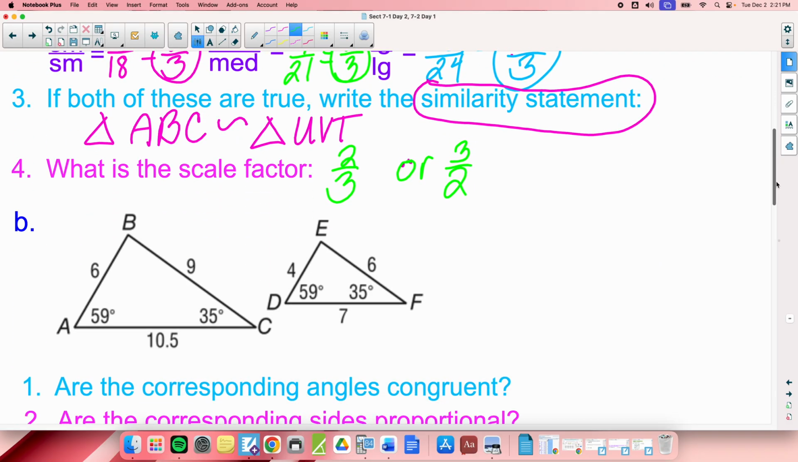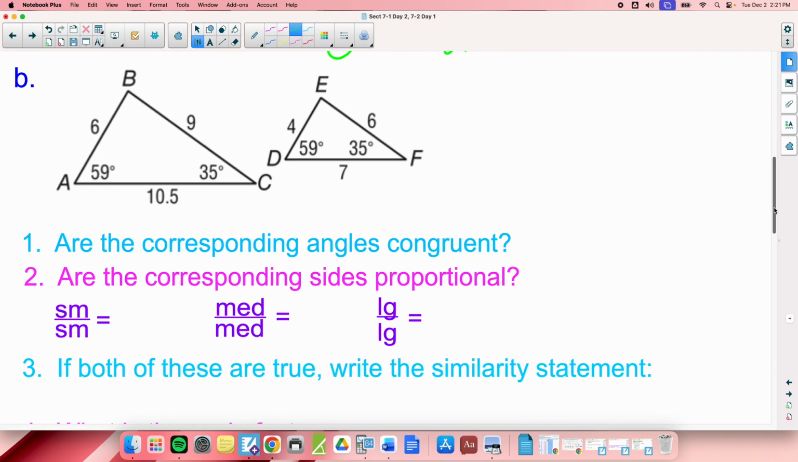Okay, let's try this one. All right, so we have an angle here equal to an angle here. We have another angle here equal to an angle here. Then, can I assume those two are going to be equal? Yes. Okay. So, my angles are good, and I can say yes right here. Now we're going to try for our different things.